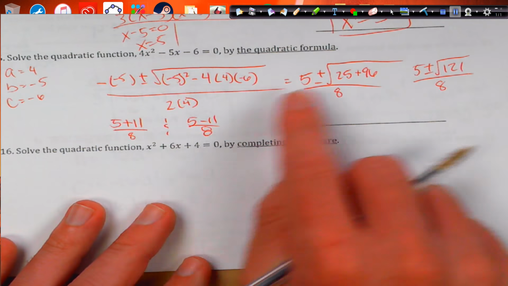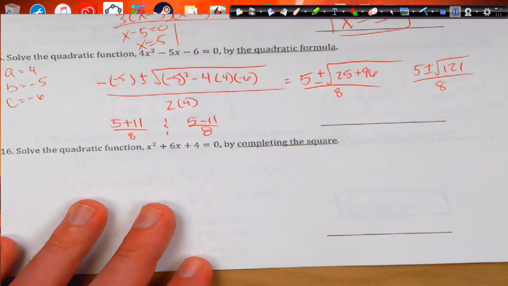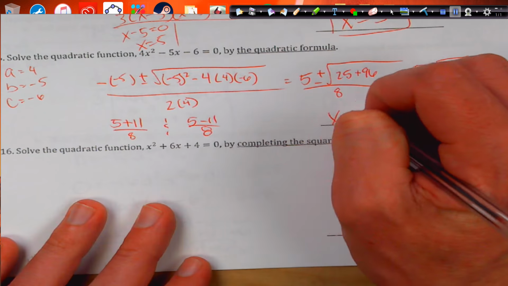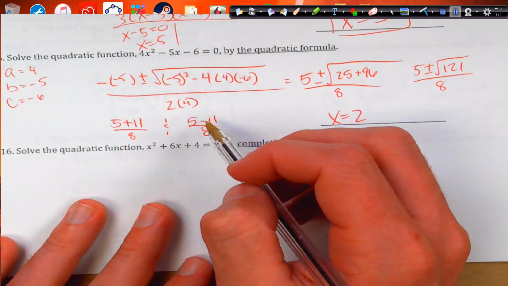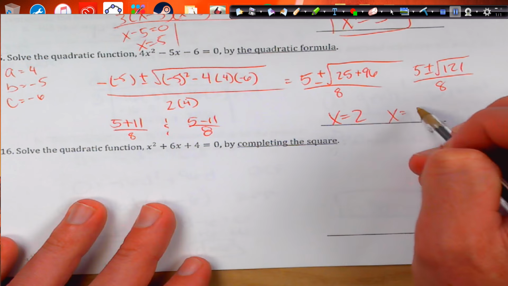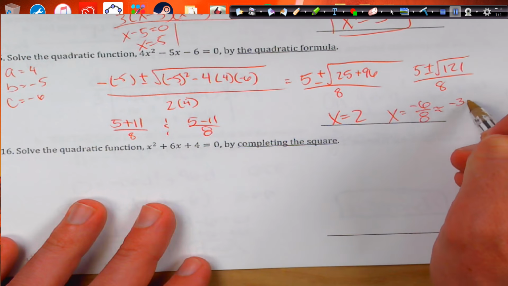So to evaluate, again, the square root of 121 is 11. 5 plus 11 is 16 divided by 8, which gives me 2. 5 minus 11 is -6 over 8, or we could reduce that to -3 over 4.